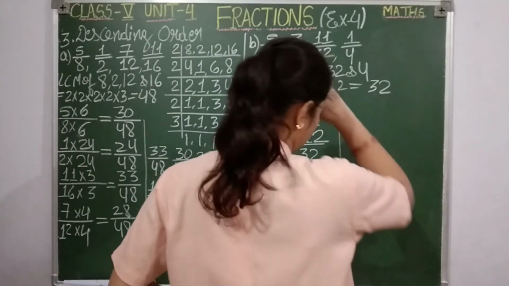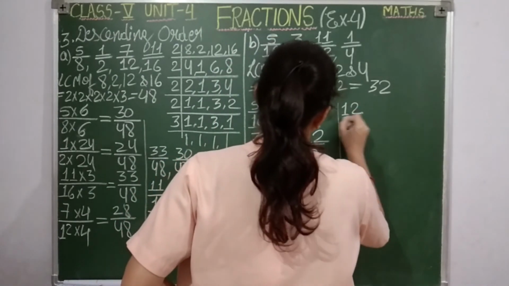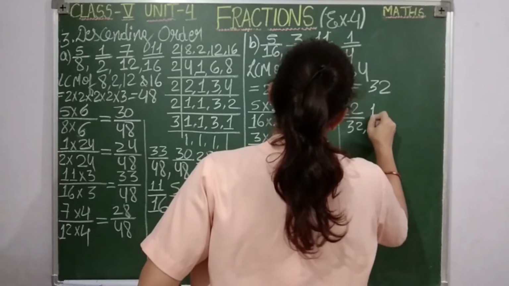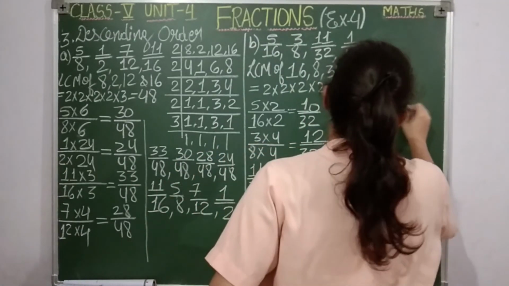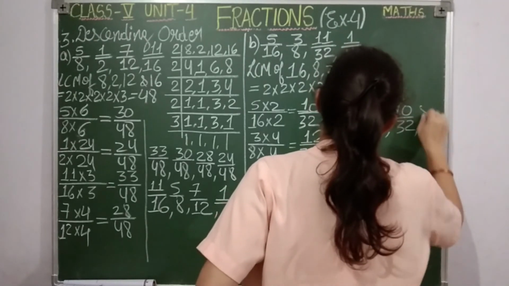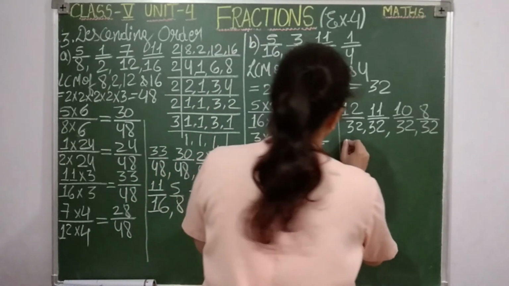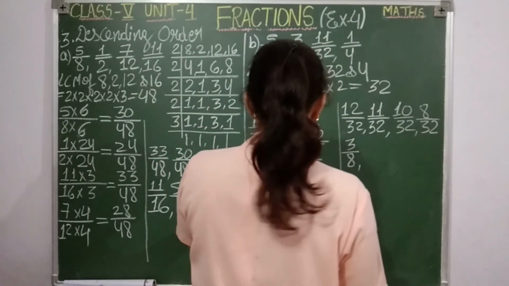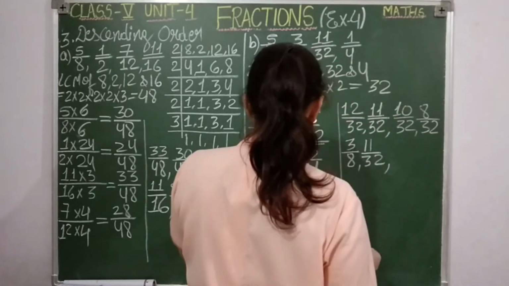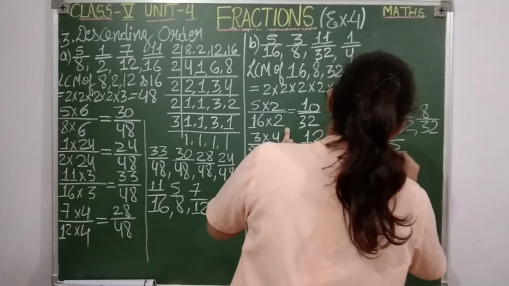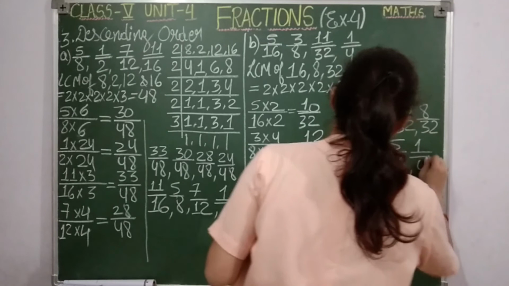So arrange it from greatest to smallest. So 12 by 32, 11 by 32, 10 by 32, 8 by 32. Okay, so 12 by 32 means 3 by 8. 11 by 32 means same, only 11 by 32. 10 by 32 is 5 upon 16. At last 8 upon 32 is 1 by 4. So it is arranged in descending order now.